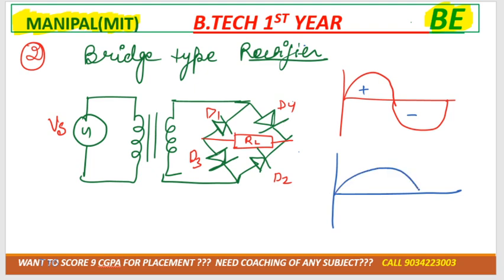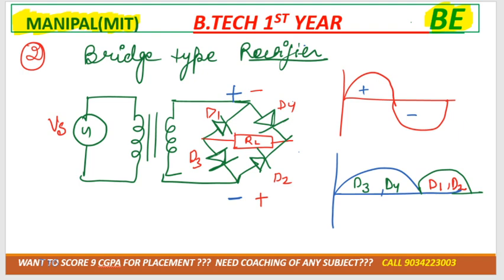So for the positive cycle, D1, no. For the positive cycle, this is positive and this would be negative. So in this case, D2 will work, right? And D4 will work. No. Sorry. This is negative. That means on this particular side, D3 will work and D4 will work. And for the negative cycle it is opposite, so this would be positive and this would be negative. D1 will work and D2 will work. Understood?